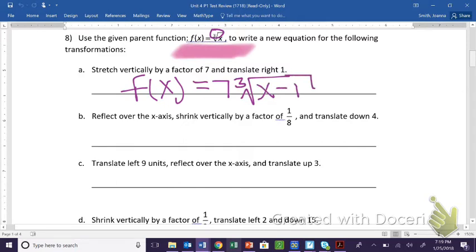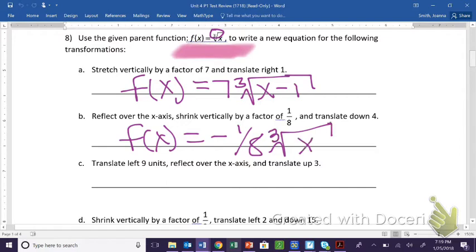That is your solution. B, reflect over the x-axis. That is a negative. Shrink vertically by a factor of 1/8. Right there. Cubed root, again, translate down. There's nothing affecting my x, so I simply just bring out this minus 4 for our constant.